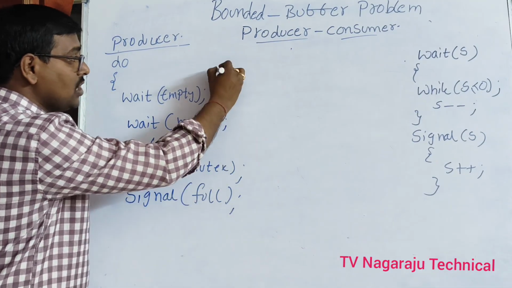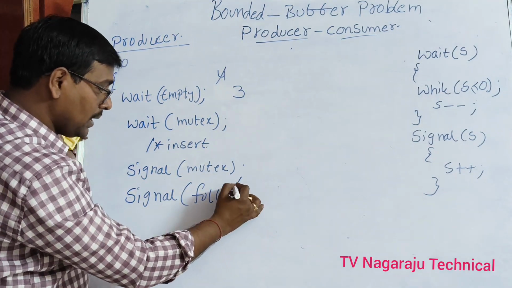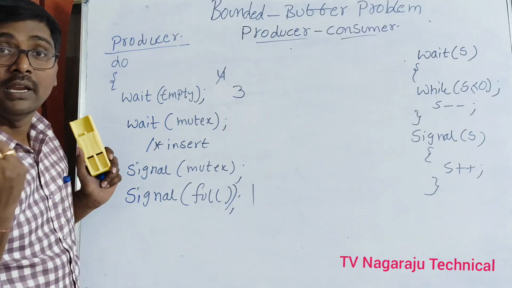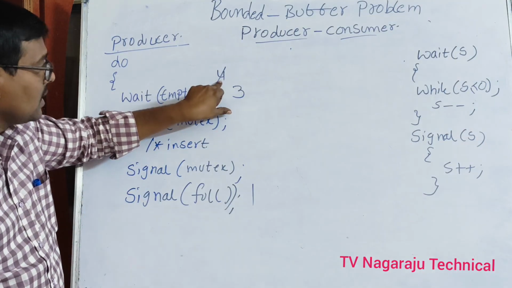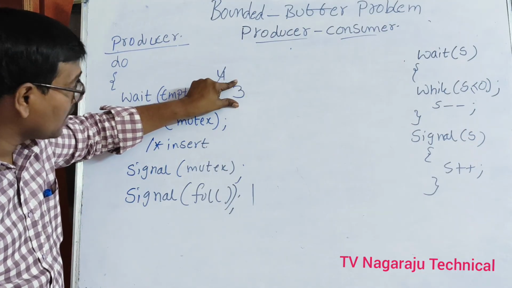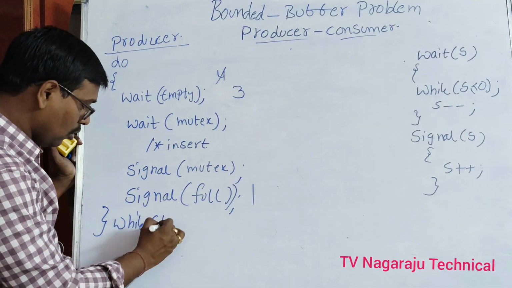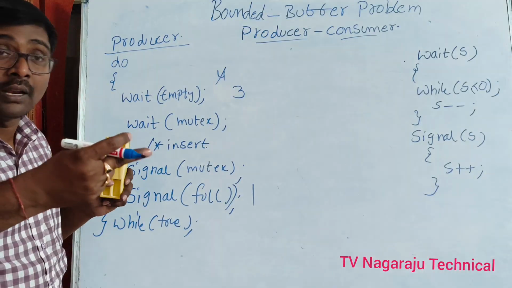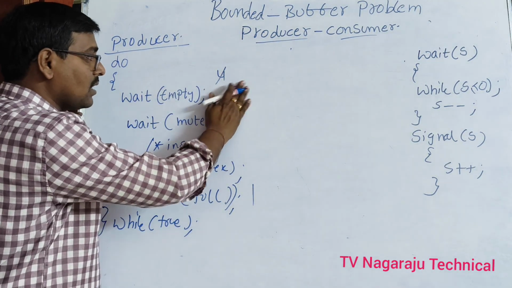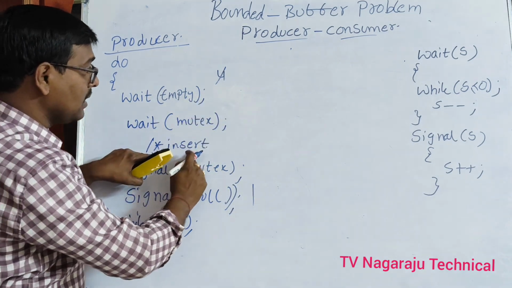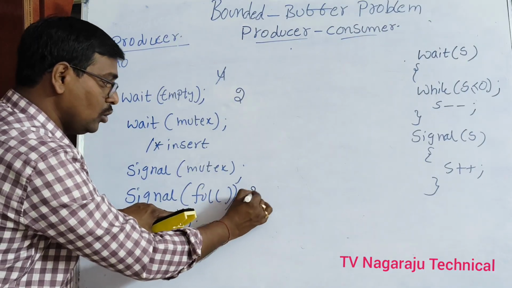Suppose here n is initially 4. After inserting one item, the full value becomes 1, initially 0. That means in the 4 slots, 3 slots are empty, 1 slot is full. Now, this is a do while loop. Suppose in the next iteration, it again checks the value, it is 3. That means 3 empty slots are there. In that, I am inserting the data. Now only 2 empty slots, and 2 full slots.